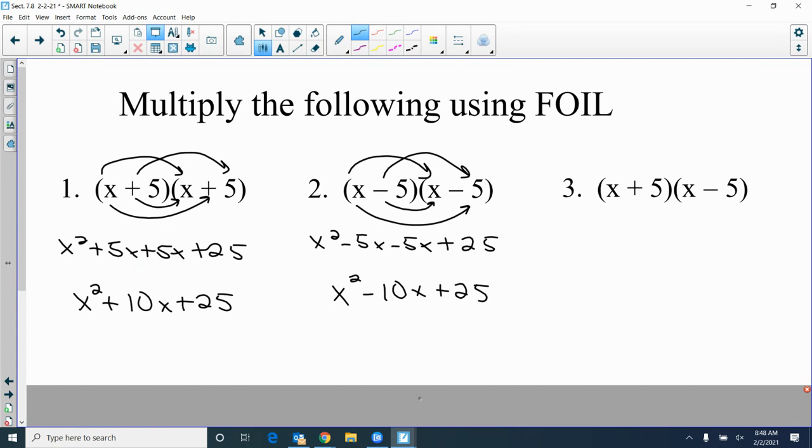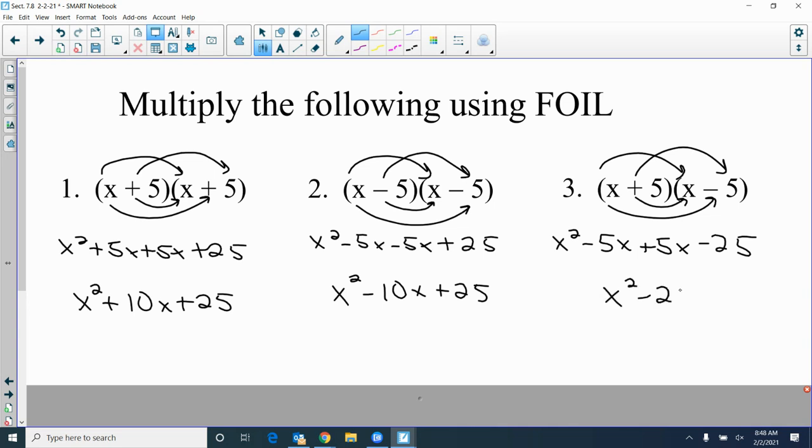All right, what's going to be that final answer there? X plus 5 times X minus 5. What's going to be that final answer? That is going to be X times X is X squared. X times negative 5 is minus 5X. I get positive 5X. And then I get negative 25. Zach? X squared minus 25.